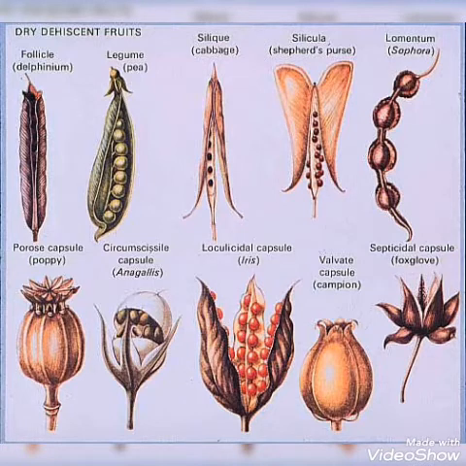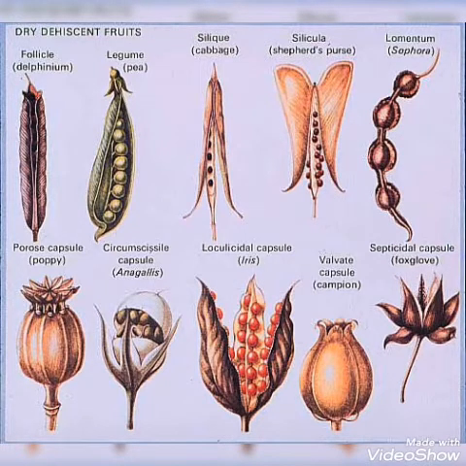Example, larkspur. Siliqua. It is seen in the Brassicaceae family, which includes mustard. The outer wall of the ovary breaks and separates when it reaches maturity, or when it ripens. The false septum called replum swells.